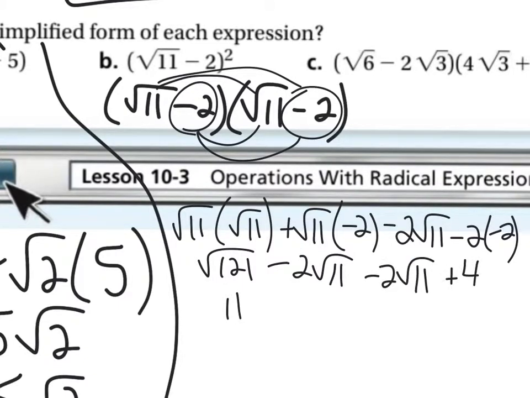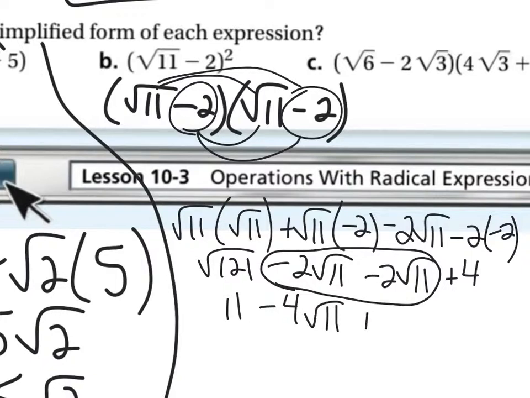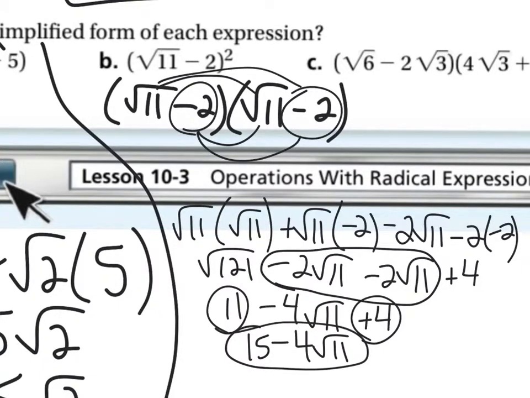And then if we simplify, these middle terms usually will be able to be combined when you FOIL this out. So this is -4 square root of 11 and then +4. And then at this point, these numbers we can combine. 11 plus 4 is 15. So 15 minus 4 square root of 11.